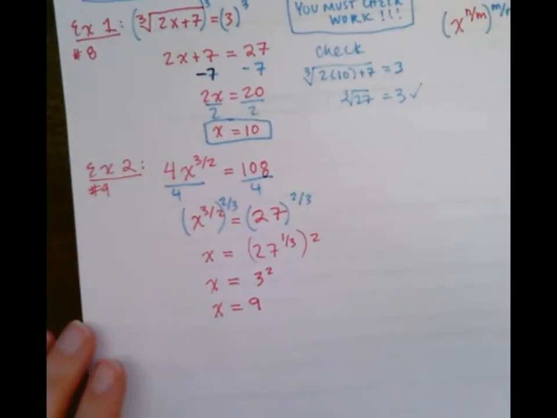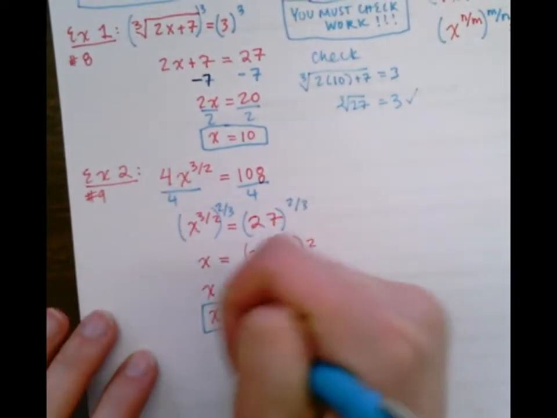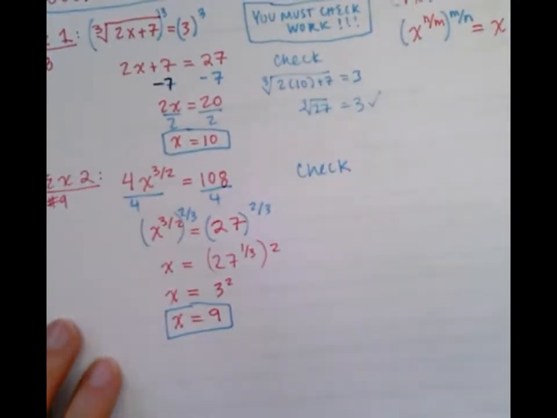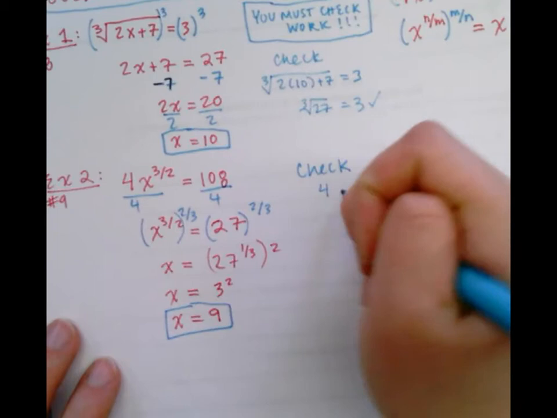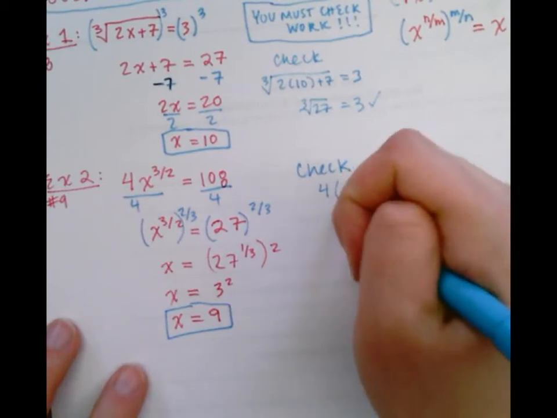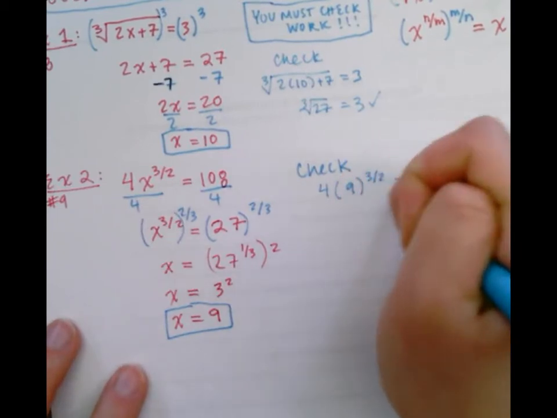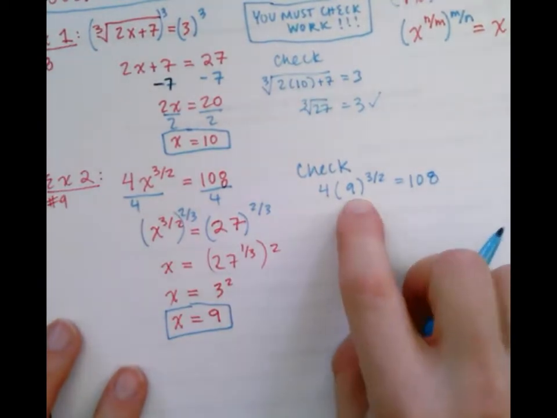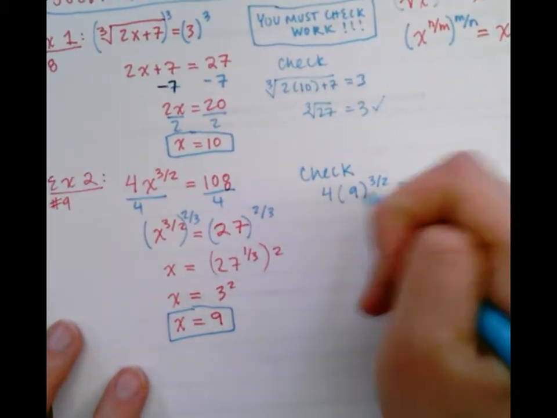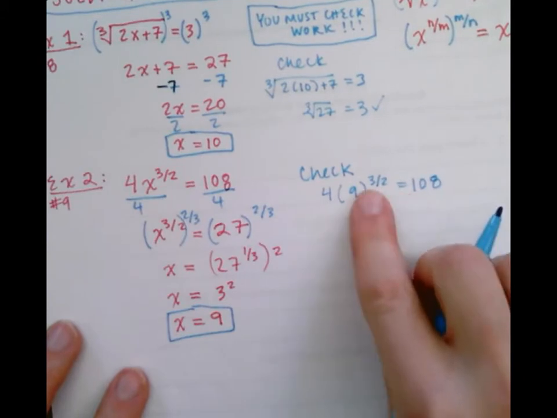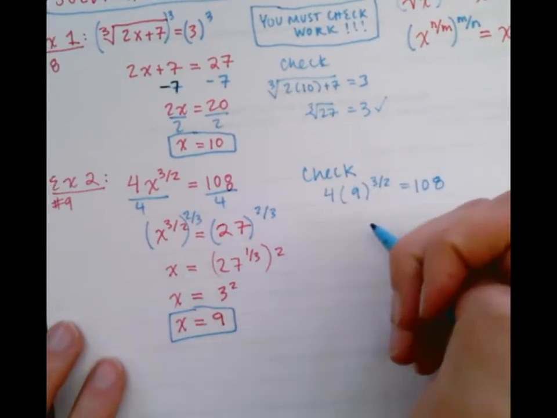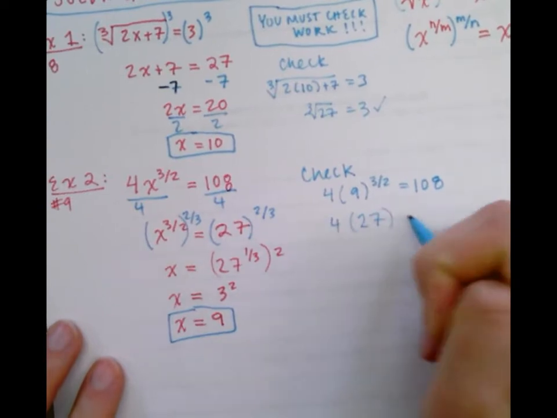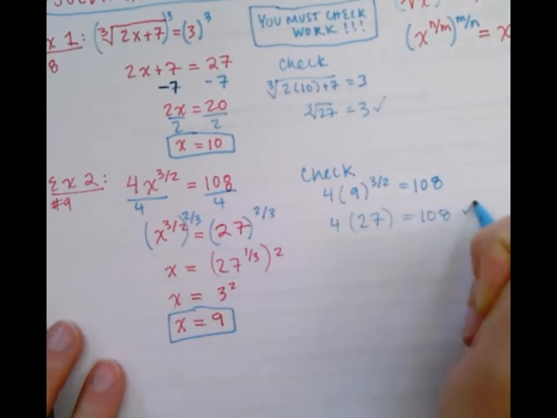So now for my check. Plugging in 9 for x, I'm checking to see if that actually equals 108. So I'm going to do 9 to the 1/2 first and then raise it to the third. 9 to the 1/2 is 3, and 3 to the third is 27. And 27 times 4 is 108, so that checks out.